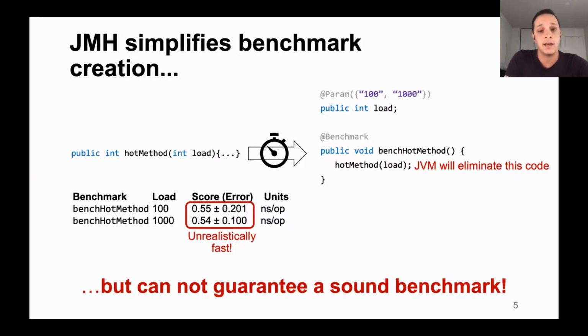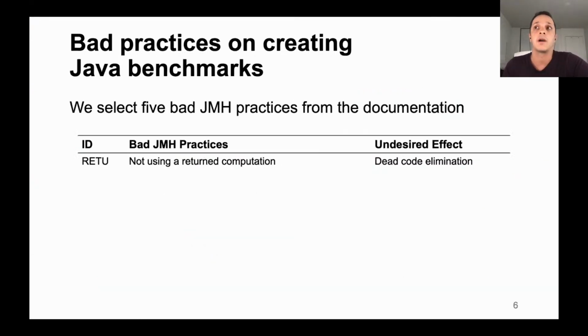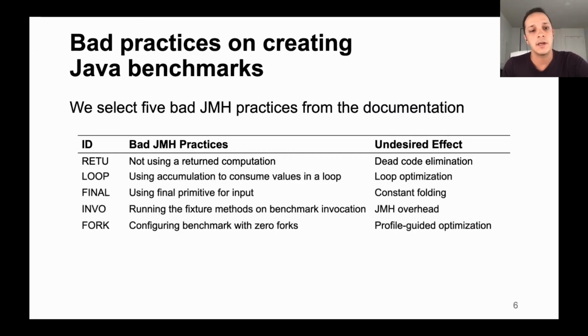And that explains why I'm getting such fast readings, below 1 nanosecond, right? So to fix that, you actually need to return the return value of the method you want to measure. And this is one example of a bad practice that could affect your benchmark. So this is one bad practice that we studied. We actually studied in total 5 of them.